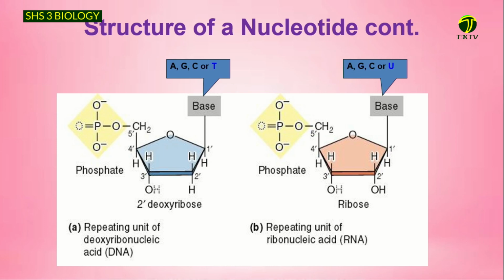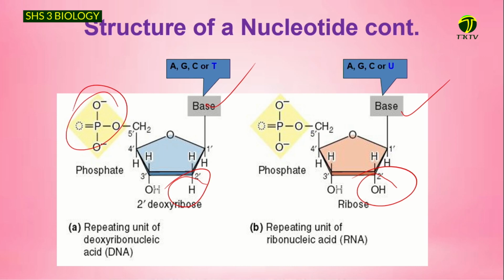So the detailed structure of what we just showed is also here. Deoxyribose with H on my right on the second bond. Then this one has got OH also on the second bond. So that's where the difference comes from. They are all having bases and then phosphate.